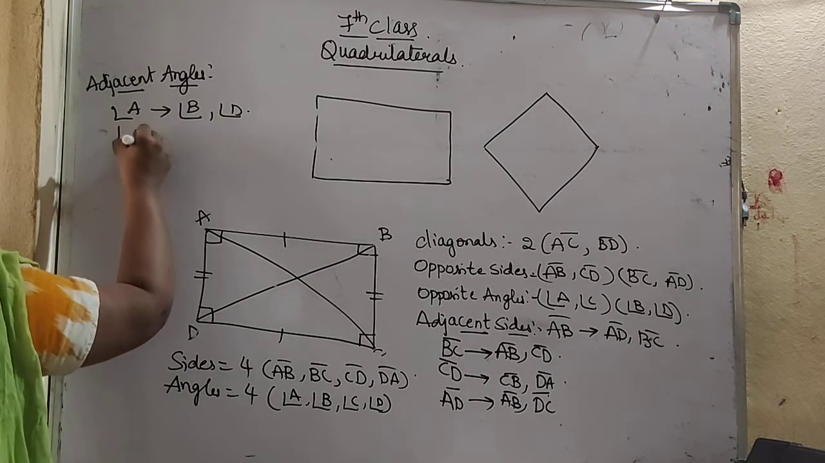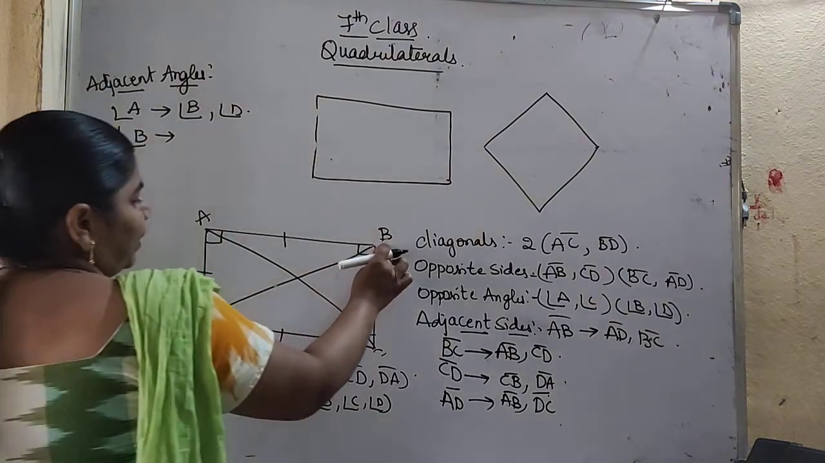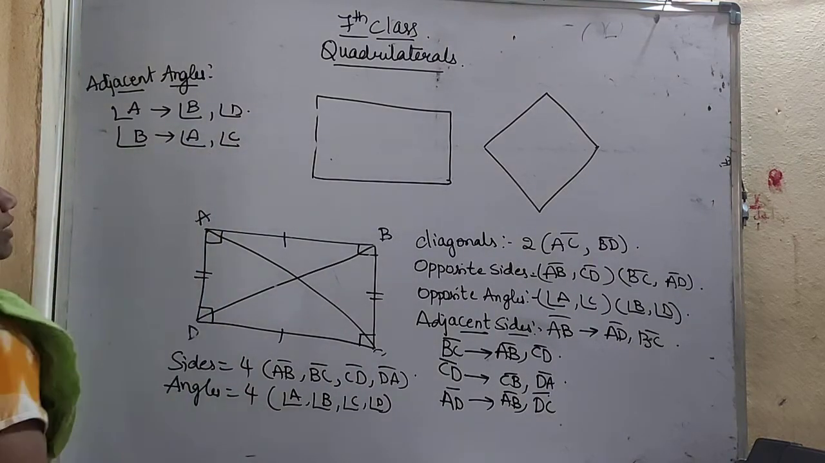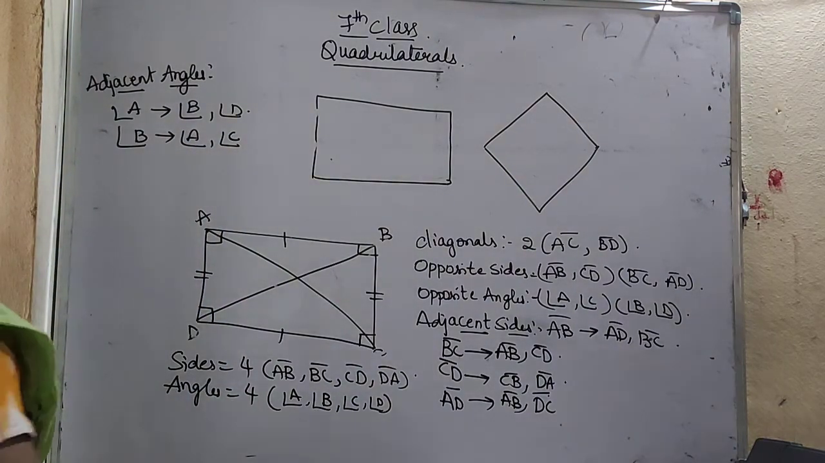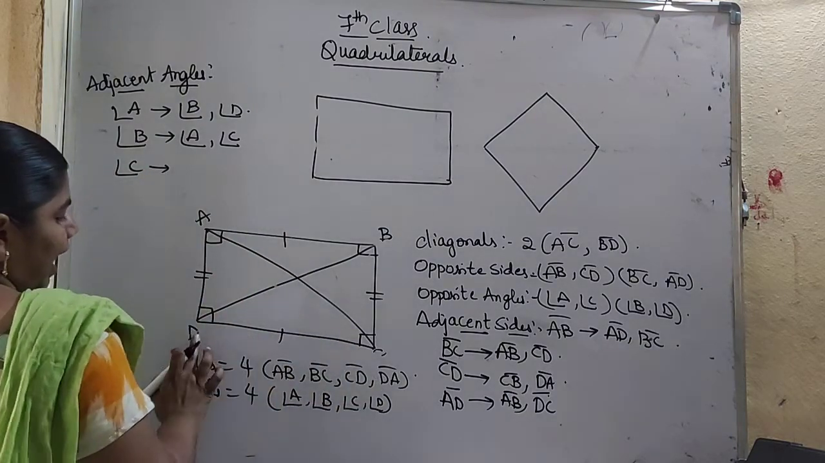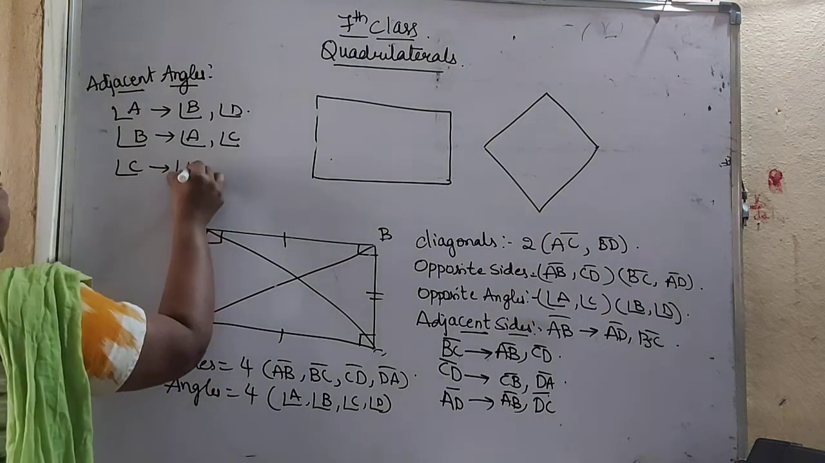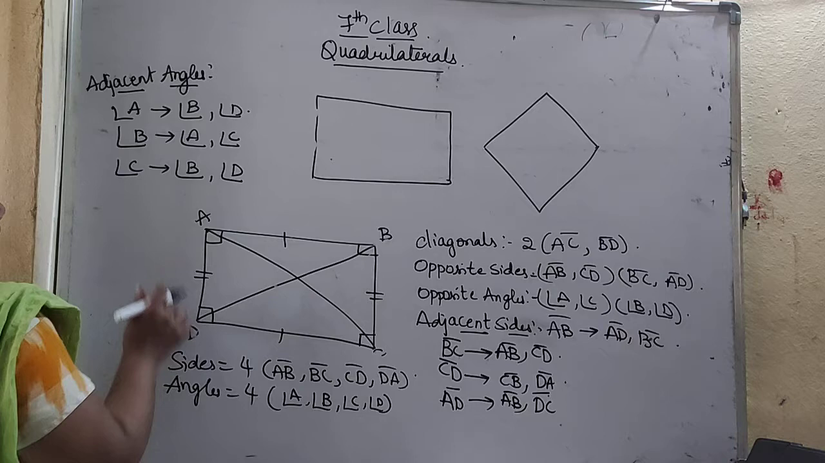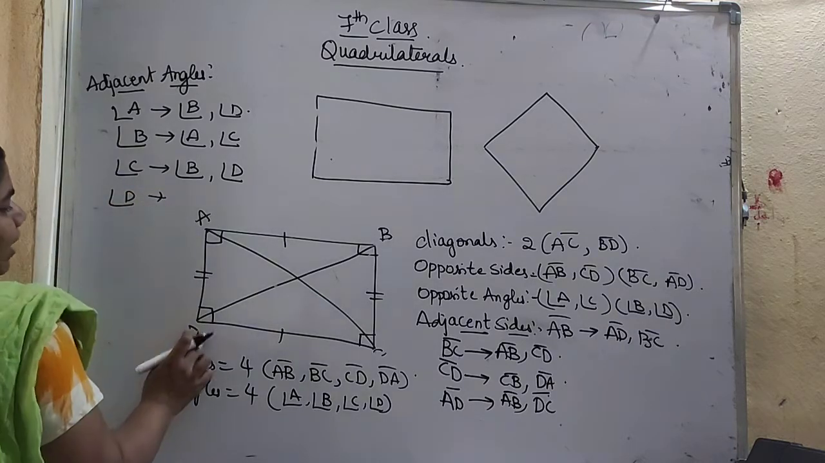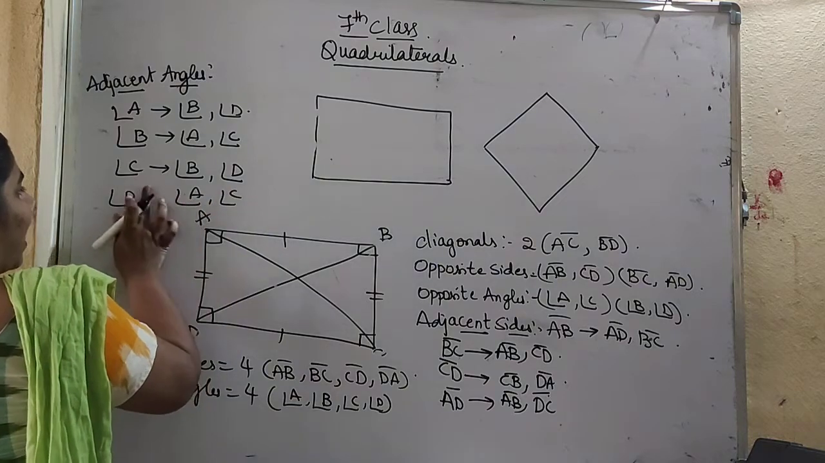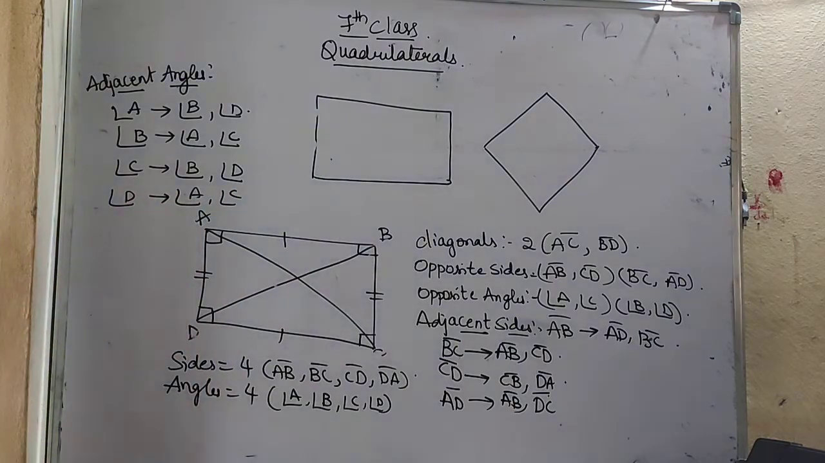And for angle B, what are adjacent angles? For B, C and A are adjacent. Angle A and angle C are adjacent to each other. Now for angle C, what are the adjacent angles? For angle C, angle D and angle B are adjacent to each other. And last is for angle D. What are the adjacent angles for angle D? A and C are adjacent angles for angle D. So these are the adjacent angles in the given quadrilateral.